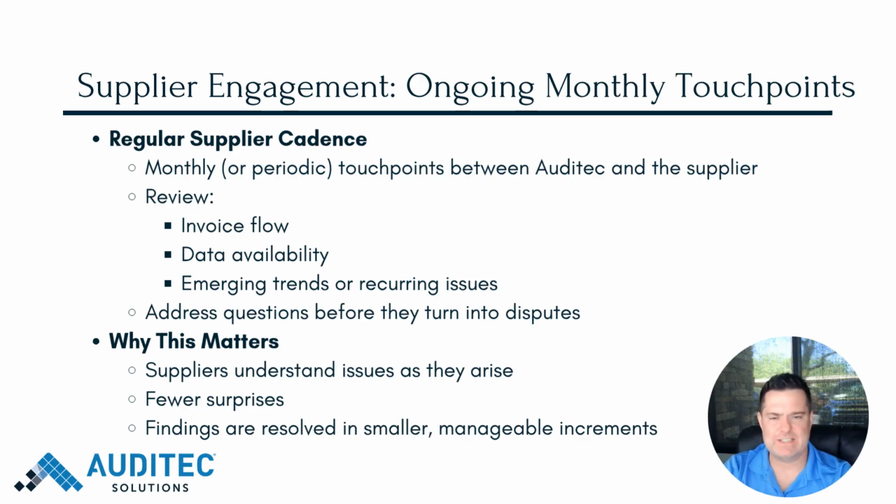The idea is we want to be addressing issues as we're seeing them on this month's invoices before they become large disputes, before we have large findings that need to be settled over multiple years. Suppliers prefer this generally, or why this matters is because suppliers understand the issues as they arise. There's less surprises, especially as you move into month 6, 7, 8 of a real-time contract compliance audit. We've already discussed the issues with the suppliers. They understand what expectations are, and we're able to resolve our findings in much smaller, manageable increments.